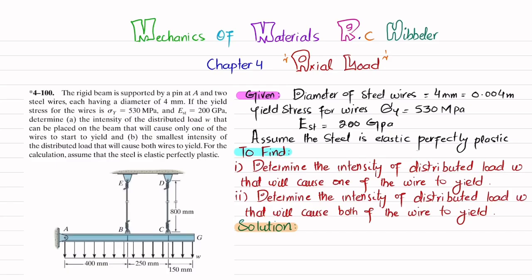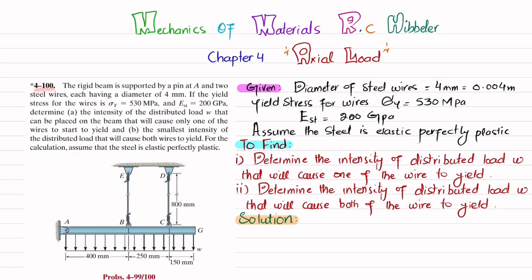Welcome back. In this video, we are going to solve problem 4-100, taken from chapter 4, Axial Load, of the book Mechanics of Materials by R.C. Hibbeler. The statement is: the rigid beam is supported by a pin at A and two steel wires, each wire having a diameter of 4 millimeter. If the yield stress for the wire is 530 megapascal and the modulus of elasticity of steel is 200 megapascal, determine, first, the intensity of distributed load W that can be placed on the beam that will cause only one of the wires to start yielding. And in part B, the smallest intensity of distributed load that will cause both wires to yield. For the calculation, assume that steel is elastic, perfectly plastic.